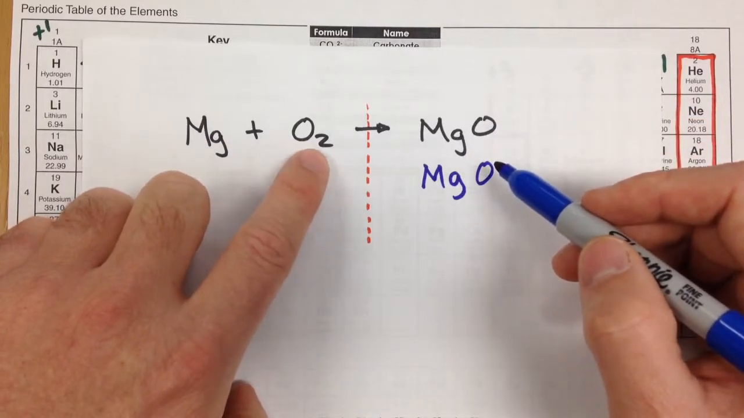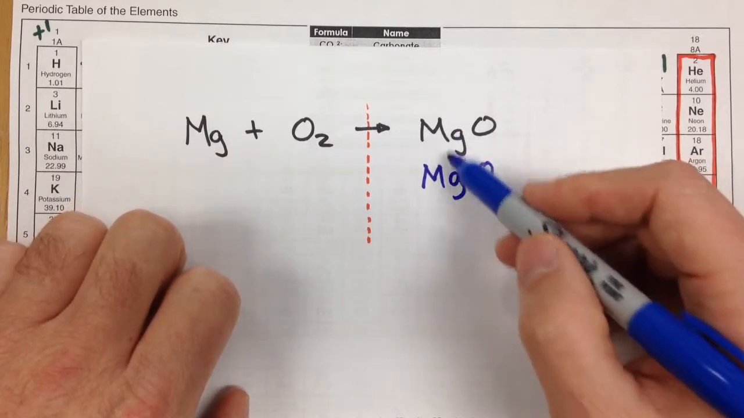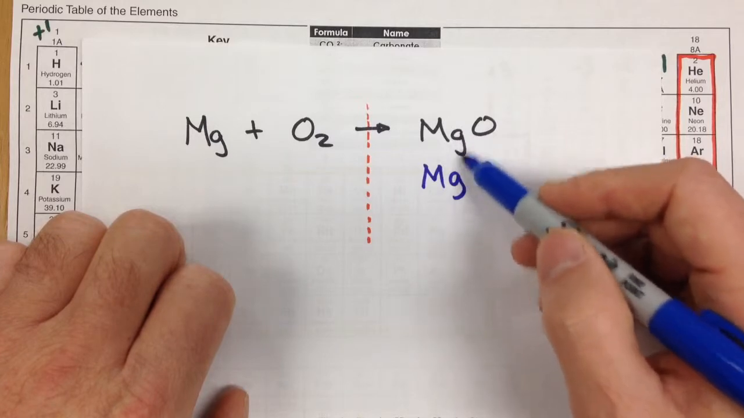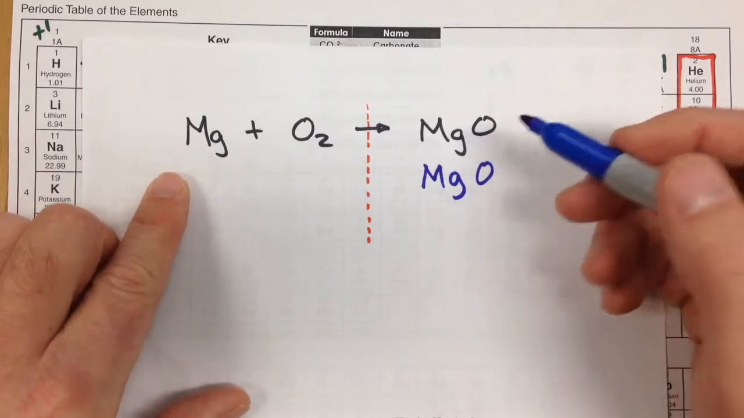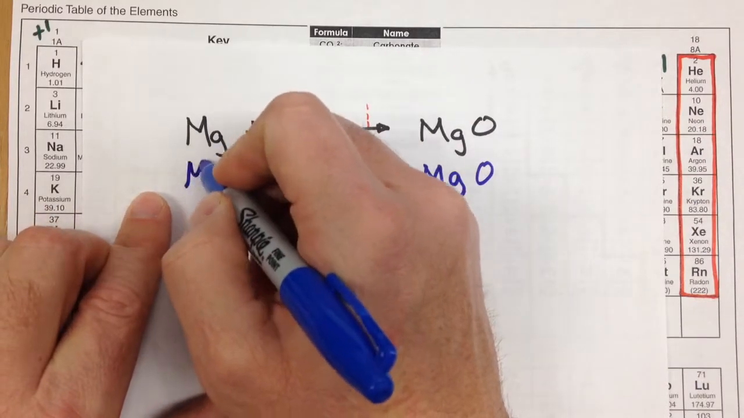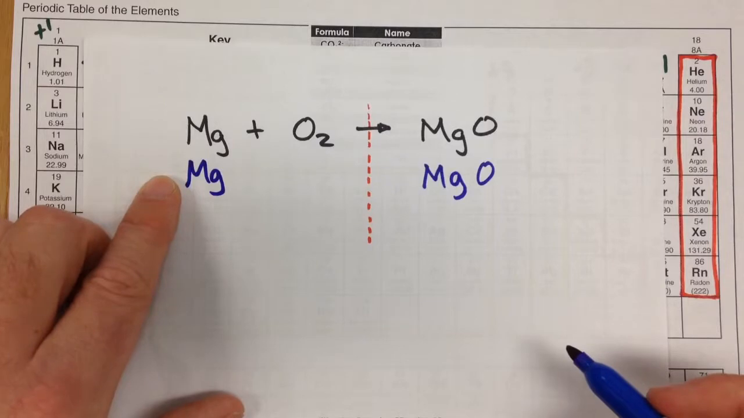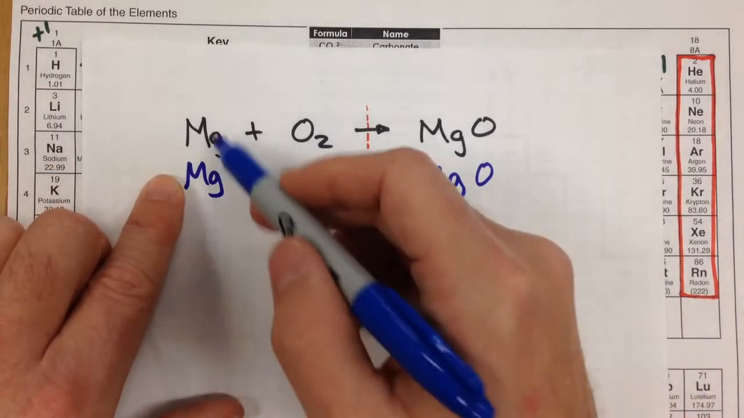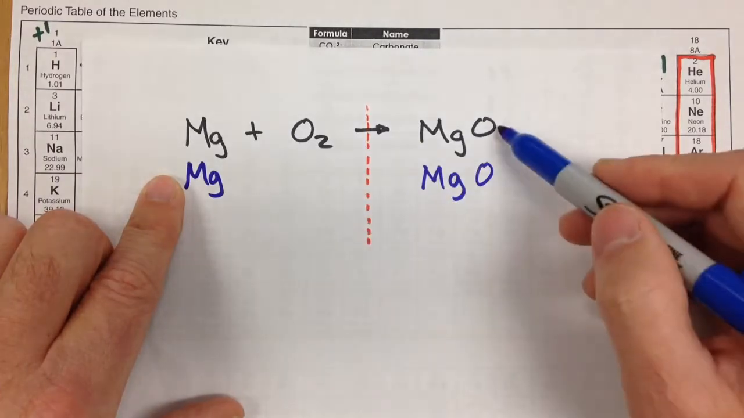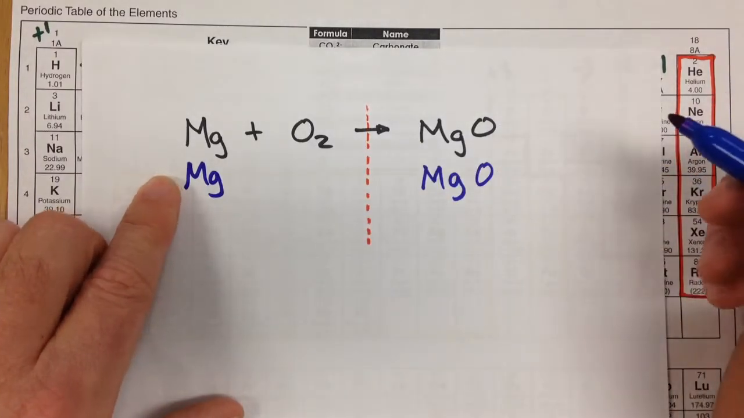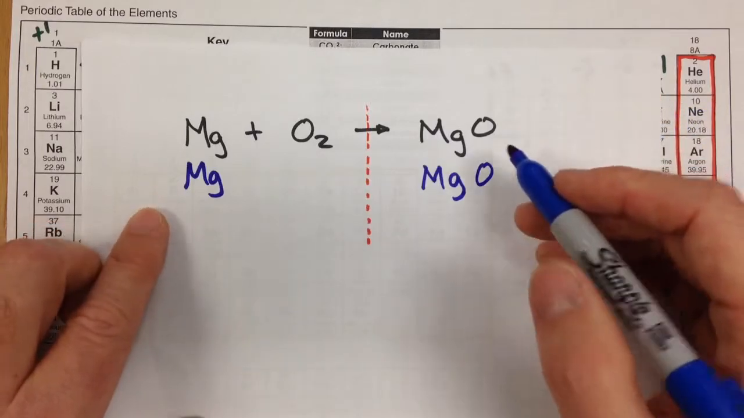Now we have two oxygens on the left, two on the right. But when I did that, I screwed up my magnesiums. I have two magnesiums on the right here, but just one on the left. Always and only add to the side that has less. So I'm going to go ahead and write another magnesium here on the left. Going through again, two magnesiums, two magnesiums, two oxygens, two oxygens.